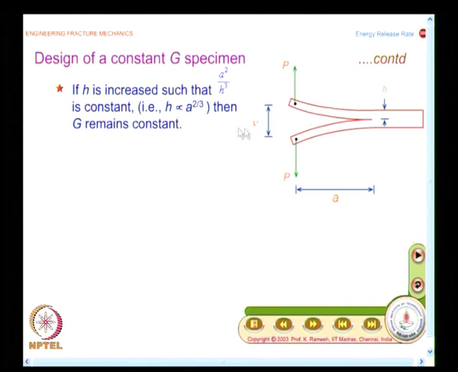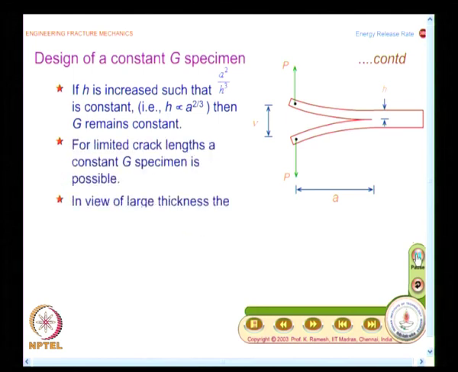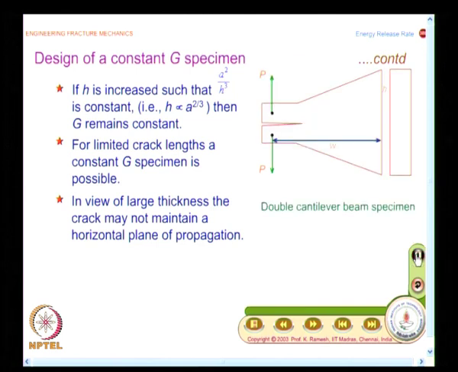Once you have a larger specimen, you will also have to look at certain other considerations. We will also have a brief look at that. So, what it shows is I can make G constant by having a variable H which is proportional to a power 2 by 3. In essence, I would maintain a squared by H cube as constant. And for limited crack lengths, a constant G specimen is possible. I would like you to make a neat sketch of this.